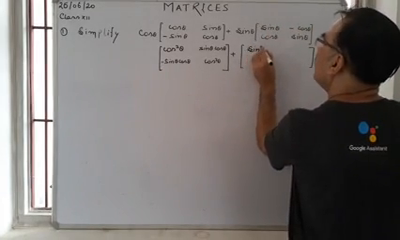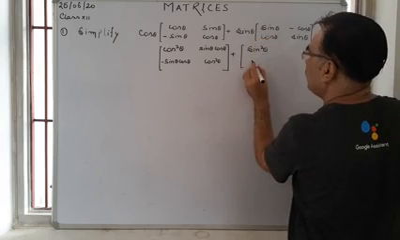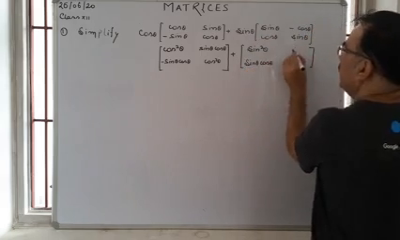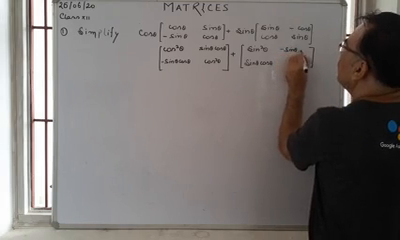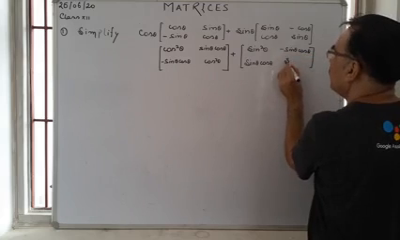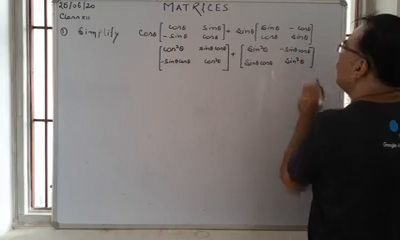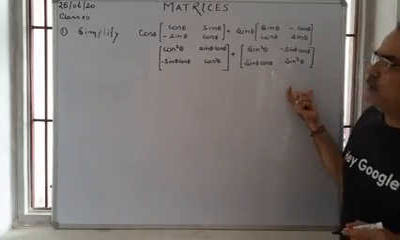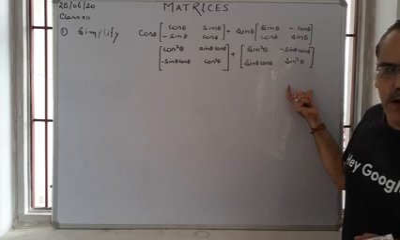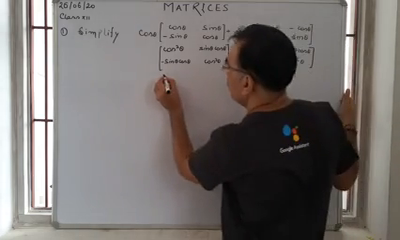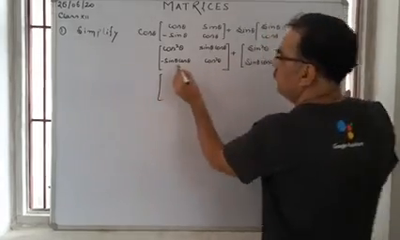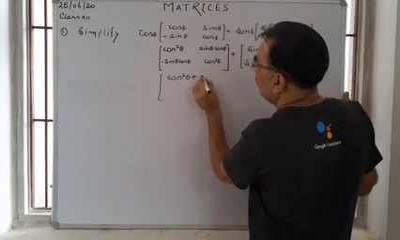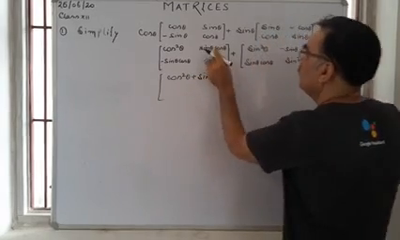Sin square theta will be multiplied with cos theta, then sin theta cos theta, and here minus sin theta cos theta, and here sin square theta. Now this matrix and this matrix both are of the same order, then we can add them. Addition is possible. Then we add the corresponding elements, this with this one, plus sin square theta, this with this one.